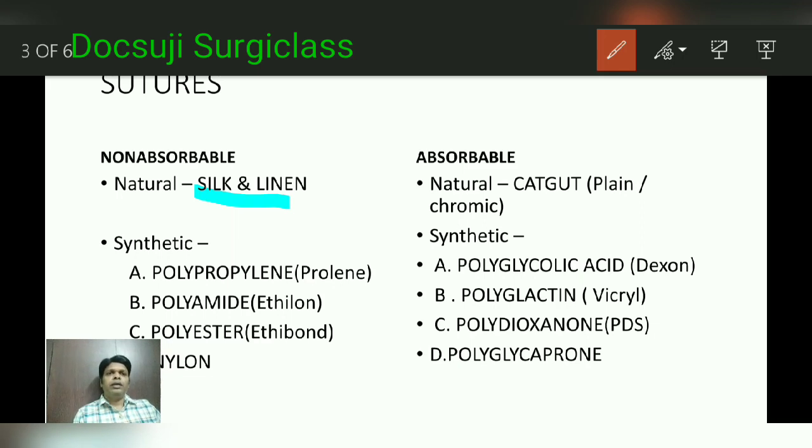And absorbable, there are two types: one is natural and another one is synthetic. Natural, you have the catgut, plain catgut or chromic catgut. And synthetic, again there are four examples. Polyglycolic acid, the brand name is Dexon. Polyglactin, brand name is Vicryl. And polydioxanone, that is PDS, and polyglyconate. These are all examples of synthetic absorbable material.